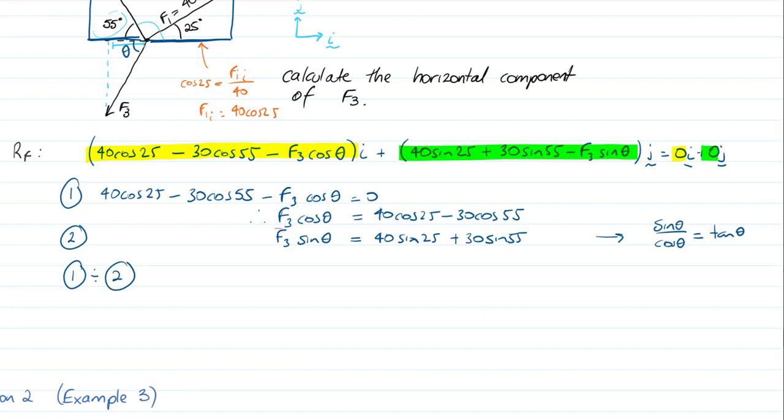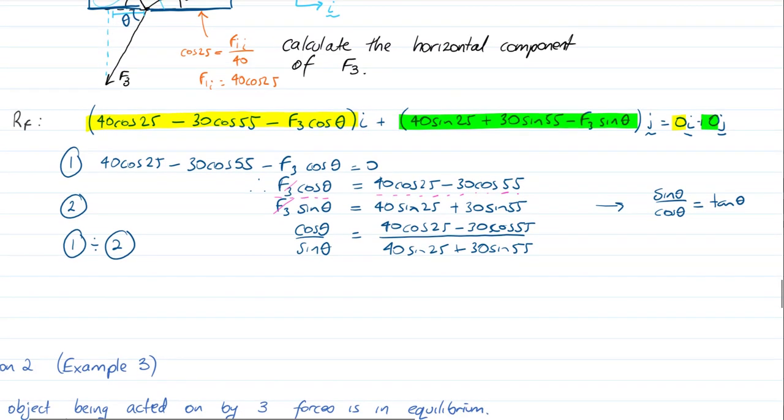And I wouldn't have set it out like this. I'd probably write it on a new line. But that's going to look like this. There. Which is going to cancel out the F3s. So I'm going to end up with cos theta over sine theta is equal to this stuff: 40 cos 25 minus 30 cos 55 over 40 sine 25 plus 30 sine 55. And that means that that stuff, which I don't want to write out again, so I'm going to be really cheeky and just say that's equal to tan theta.